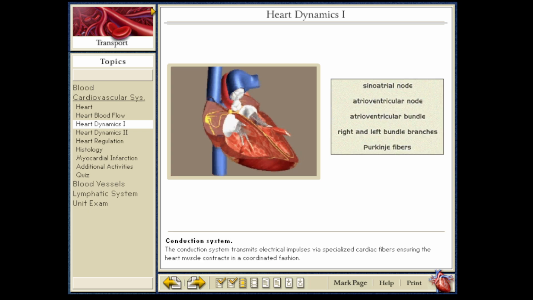The conduction system transmits electrical impulses via specialized cardiac fibers, ensuring that the heart muscle contracts in a coordinated fashion.